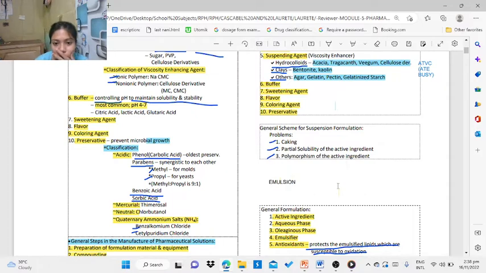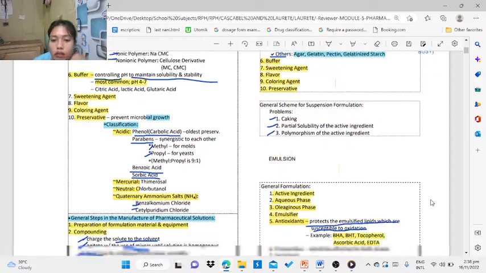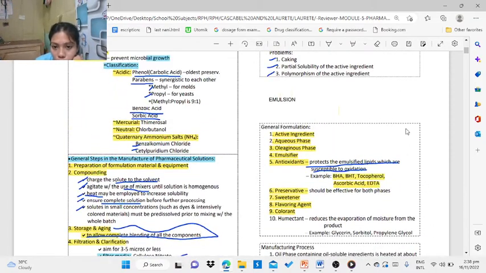Okay, for the emulsion na, ano ba yung nasa emulsion? Sa suspension, meron po dispersion medium, then suspending agent. Sa emulsion po kasi meron aqueous at saka non-aqueous. Yan po sa mga lotion.